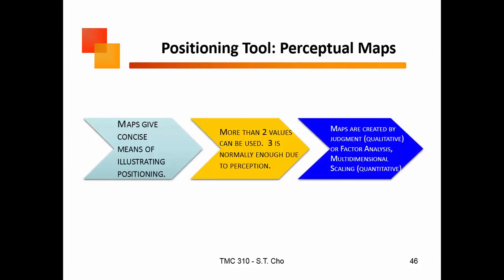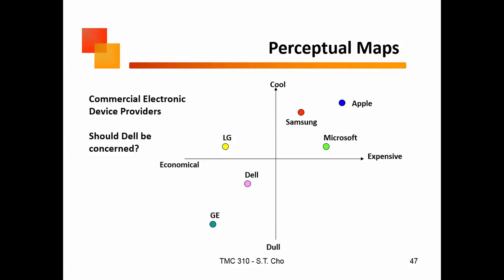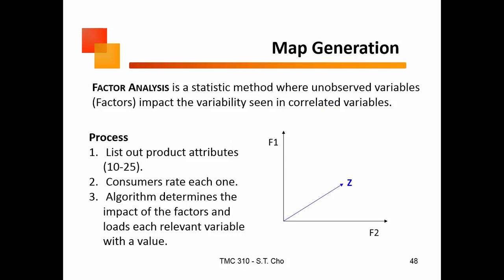You can use multiple values, and the map can be judged qualitatively, or you could assign weights to things, numbers, and that's referred to as factor analysis. So those weights, you actually go by a solid number. Here's an example of a perceptual map. Based on whether or not I'm cool or whether or not I'm economical, you can figure out where you place relative to everybody else. And so should Dell be concerned? Yeah, they probably should be, because they're in the middle. And when you're in the middle, you basically just don't stand out.